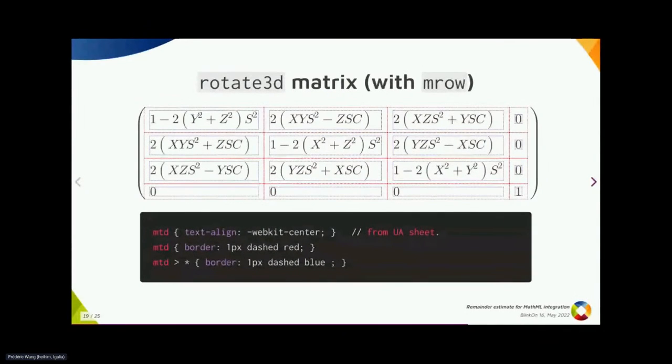The red frames for each cell correspond to the mtd elements, while the blue frames correspond to a direct mrow child. And rendering looks almost okay, except that the MathML spec says the zeros on the last row should really be horizontally centered. In the past, we implemented that via the proprietary -webkit-center text-align property. However, the mrow takes the full available inline size here, so centering has basically no effect.